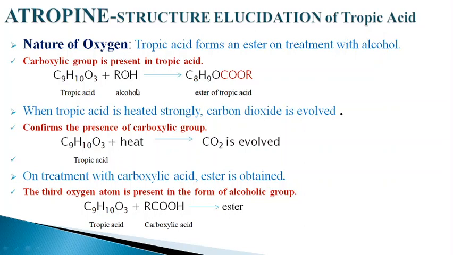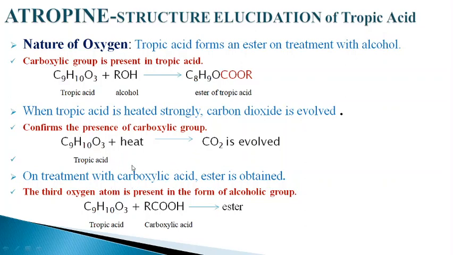So there is a series of chemical reactions. The first reaction: tropic acid forms an ester on treatment with alcohol. This reaction reveals the presence of a carboxylic group in tropic acid. The second reaction: when tropic acid is strongly heated, carbon dioxide is evolved. This again reveals the presence of a carboxylic group.